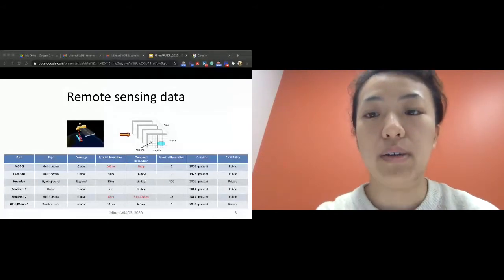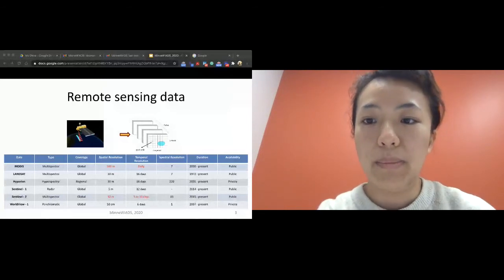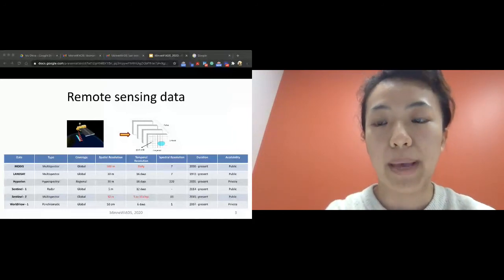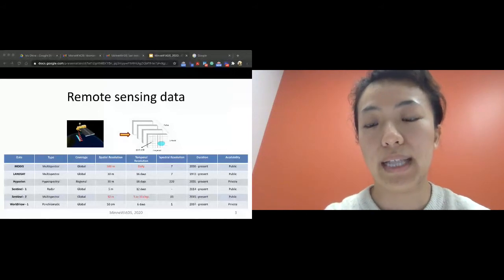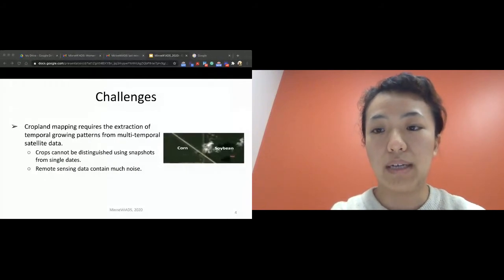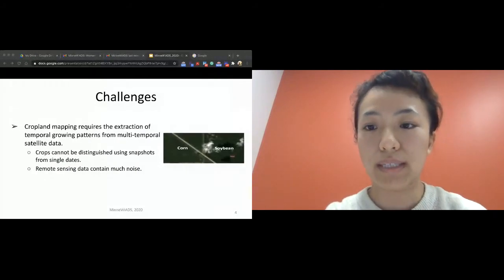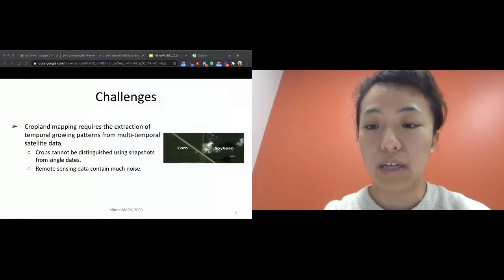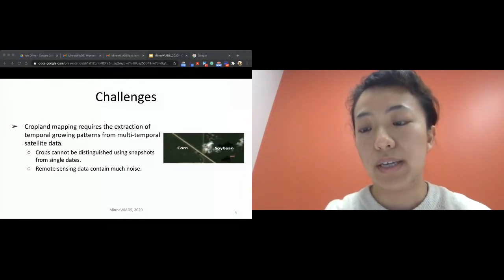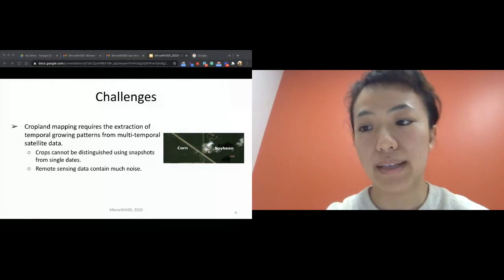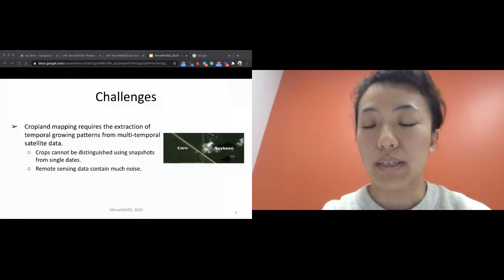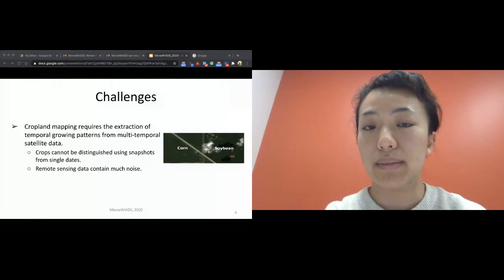Some challenges we're facing in cropland monitoring is that we need to extract temporal growing patterns from multi-temporal satellite data. What that means is we can't make the classification based on a single snapshot from a single date. That has a lot to do with remote sensing data often containing a lot of noise. In this image, I'm showing a snapshot from one single day, and as you can see, there are lots of clouds. When that translates to data science, it just means there will be missingness in the data.